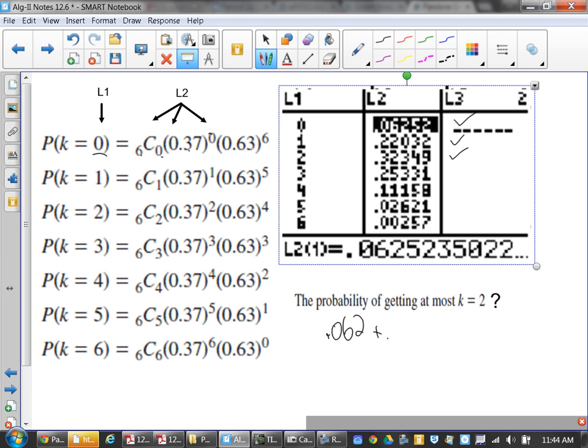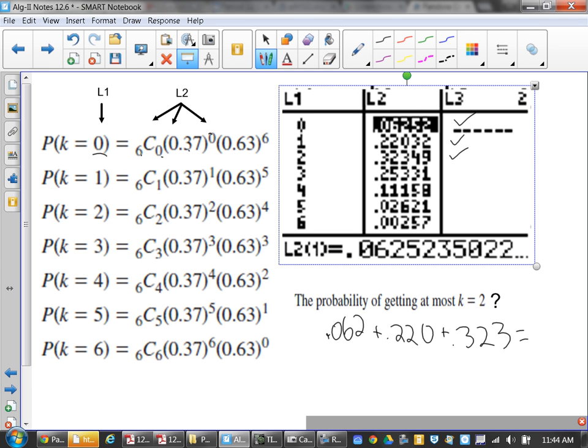0.62 plus 0.220 plus 0.323. At most. At most, okay? There could be at least, exactly, and then overall, no, it's not. These are your percentages, these are your decimal equivalencies, okay?